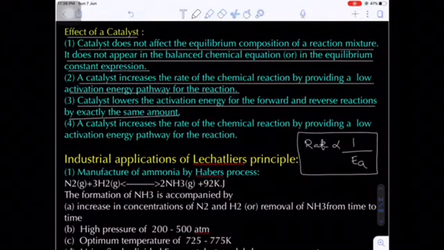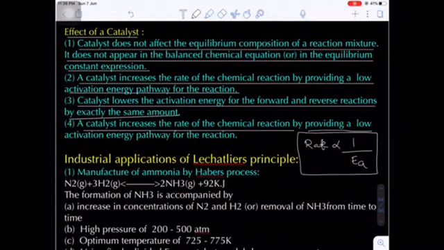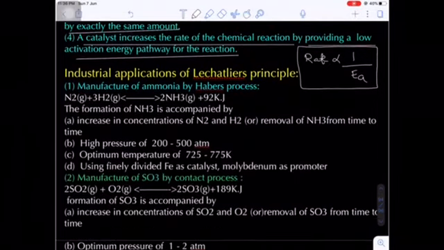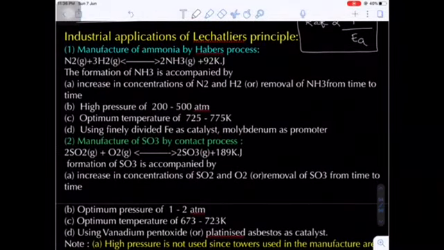There is no effect of catalyst on the position of equilibrium because it increases both the rate of forward and backward reaction to the same extent. Next, a catalyst increases the rate of a chemical reaction by providing a lower activation energy path for the reaction. Okay. Now here, industrial applications of Le Chatelier's principle. Here there are two important applications regarding Le Chatelier's principle.